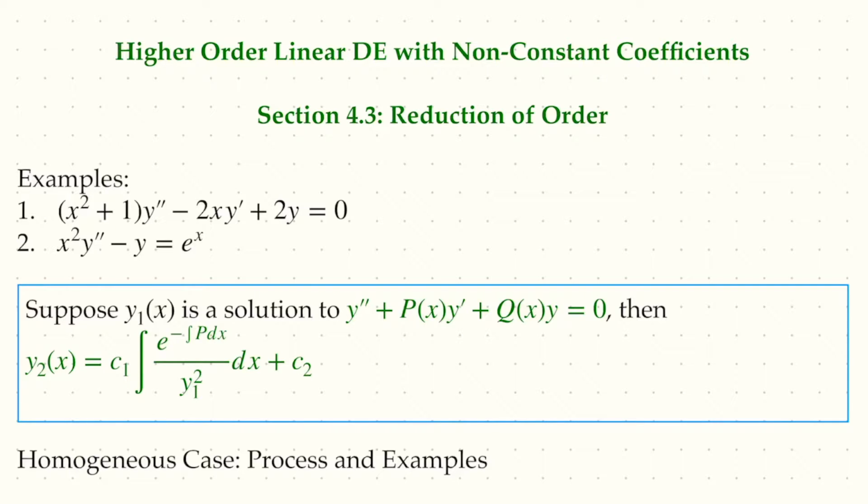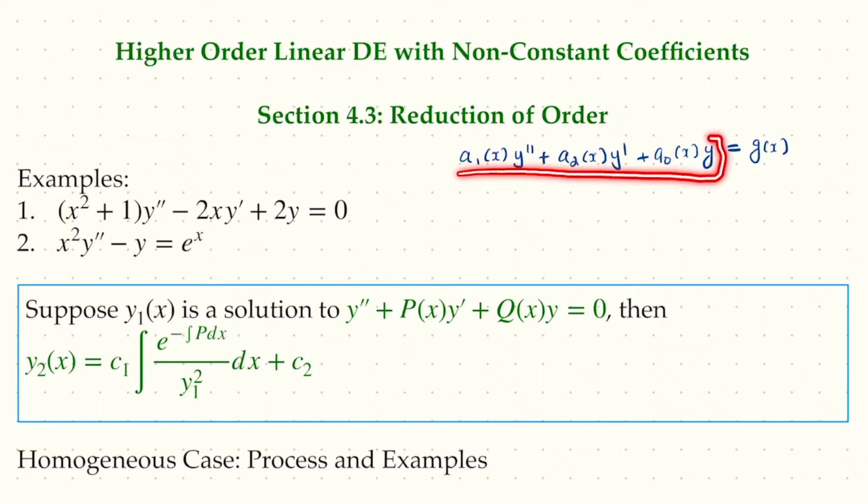Let me give you an example of what I mean by higher order linear differential equations with non-constant coefficients. If you take a look at the second order, it's going to look like the following: a2 of x y double prime plus a1 of x times y prime plus a0 of x times y is equal to g of x. As you see here, these are functions, not constants anymore. So this is a second order linear differential equation with non-constant coefficients.